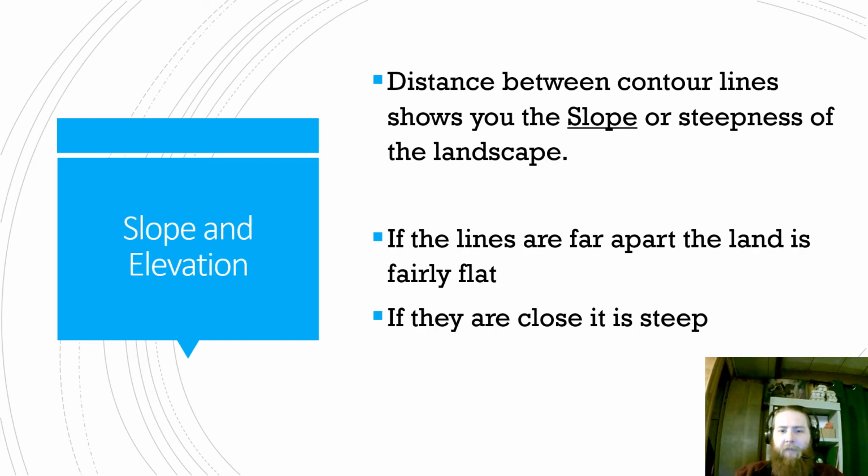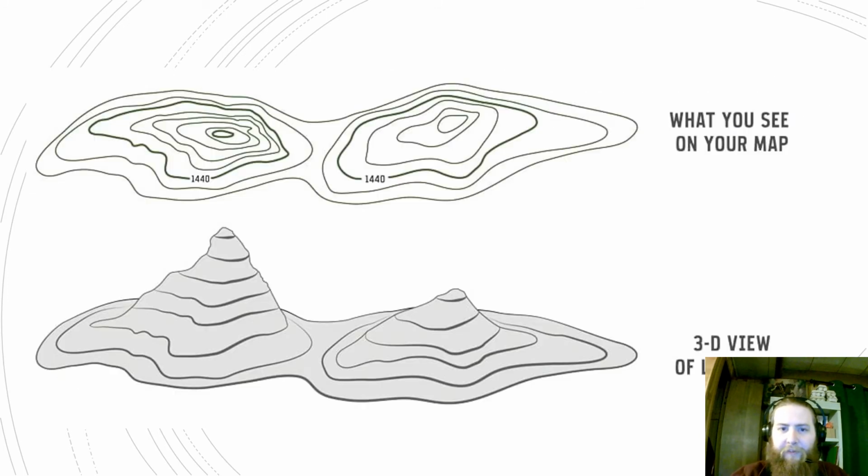Another part of this that we look at is slope and elevation. The distance between contour lines shows you the slope or steepness of the landscape. If the lines are far apart, the land is flat, and if these contour lines are very close together, that means you're gaining a lot of elevation very quickly. And I'll show you an example here on this slide.